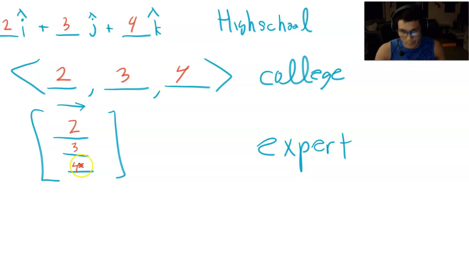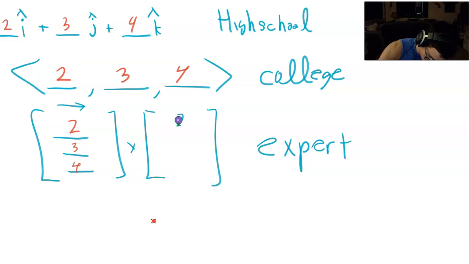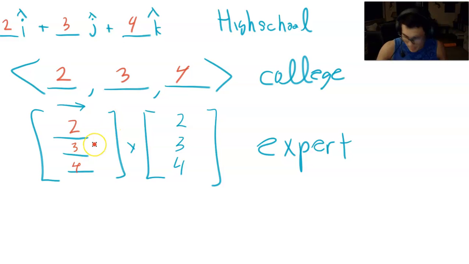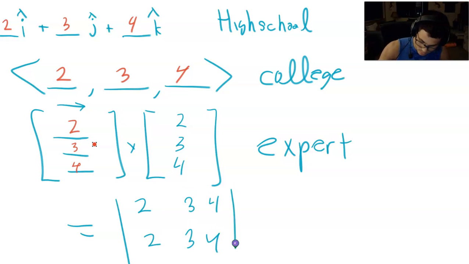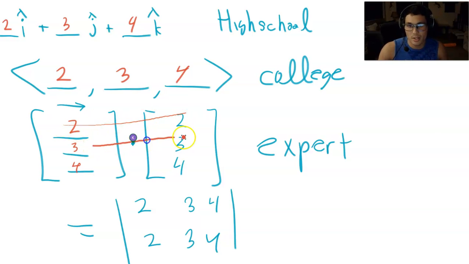Okay, and the reason why you want to do it this way is, think about this. Let's just say I had you do a cross product. So I had you go like this, 2, 3, 4. That instantly just turns into this, 2, 3, 4, 2, 3, 4. Or let's say this was a dot product. Then you could just go straight across.